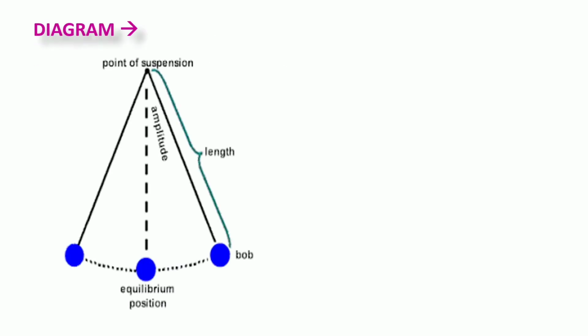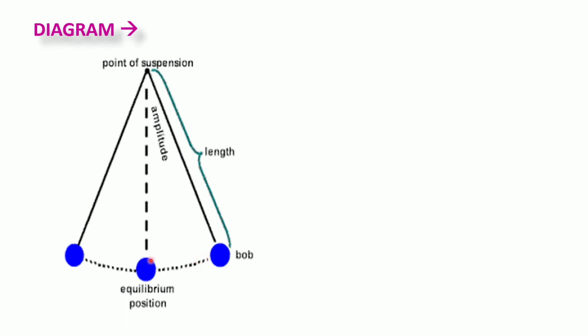In simple pendulum, there is a heavy metallic sphere or heavy bob suspended from a light inextensible string which is attached to the rigid support. When it is at rest, this position is called equilibrium position. When you displace the bob sidewards and release it, it starts oscillating about its mean position. The maximum displacement on either side of this mean position is called amplitude of SHM.